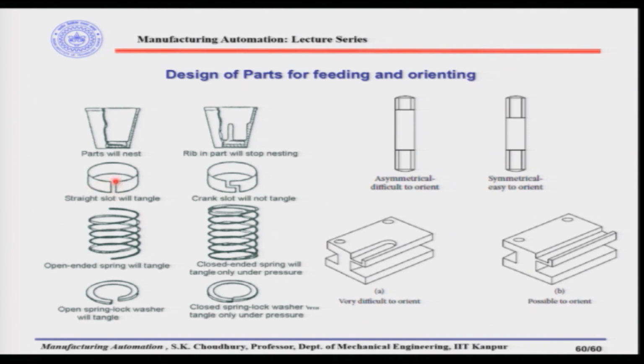For example, here there is a straight slot. Another part of this kind, stacked in the bowl feeder, can actually get entangled. So, if we have a crank slot here instead of this straight slot, in this case two or a few of those cannot entangle with each other. So, this is the advantage of changing the small feature in the design.